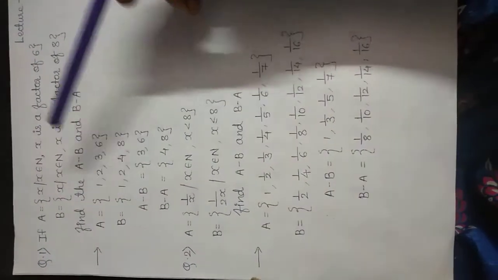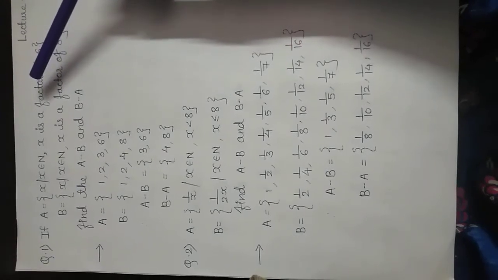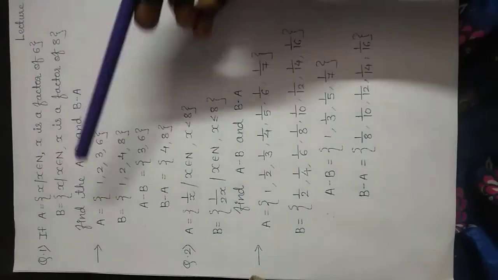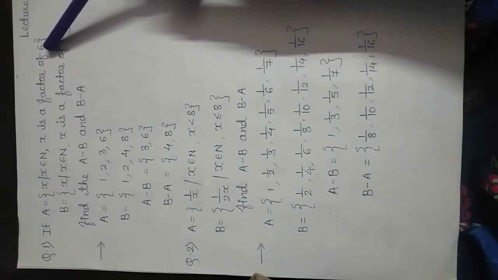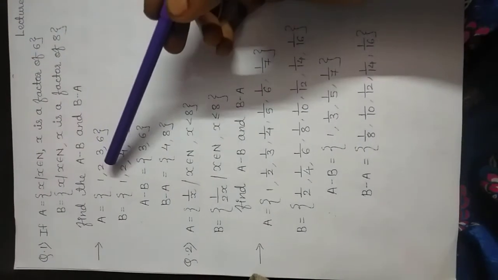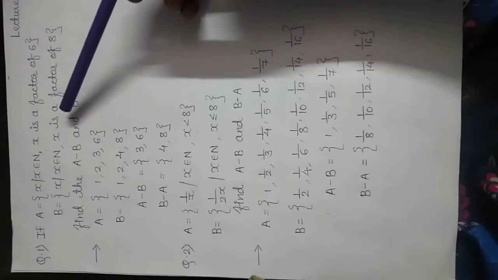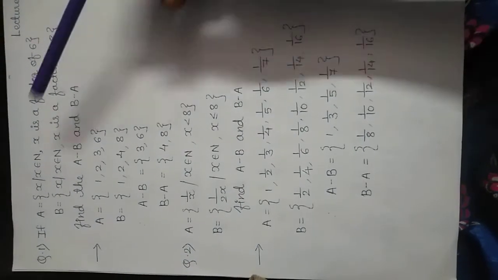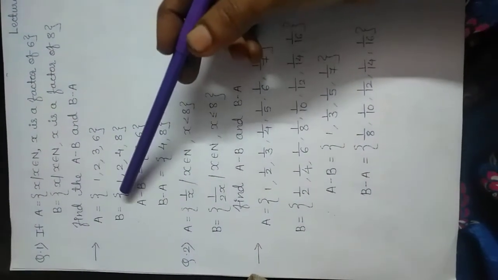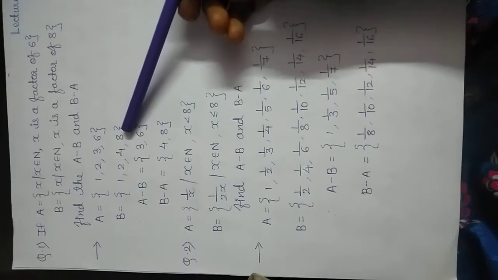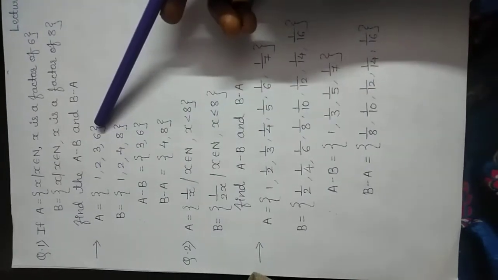So first, since this is given in set builder form, we will write it in listing form. So A is equal to, we will find all the factors of 6. So factors of 6 are 1, 2, 3, 6. Then we will find the factors of 8 to write the set B in listing form. So B is equal to 1, 2, 4, 8. These are nothing but the factors of 8, and these are nothing but the factors of 6.